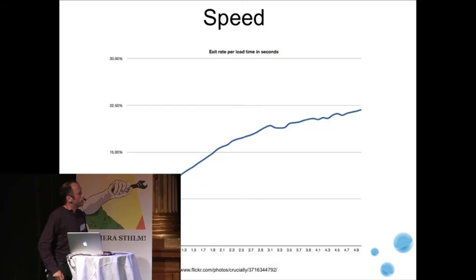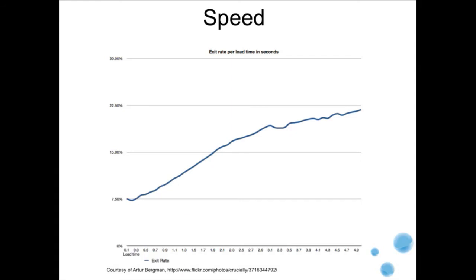And this is why speed matters. This is a graph made by the CTO of Wikia, another Swedish guy actually, Arthur Bergman. He made some experiments on Wikia. Wikia is sort of the commercial sister organization of Wikipedia. You have all sorts of different wikis there. You have my favorite, the Star Wars wiki, which is called Wikipedia.